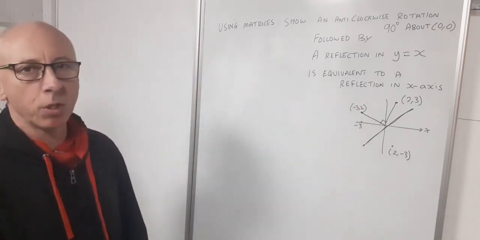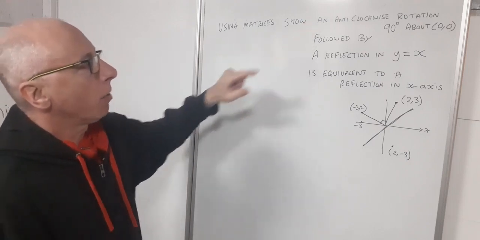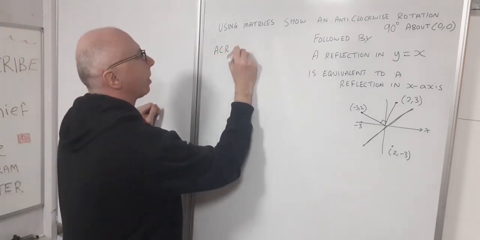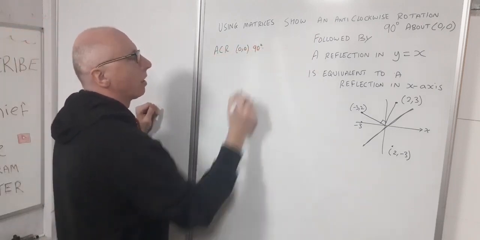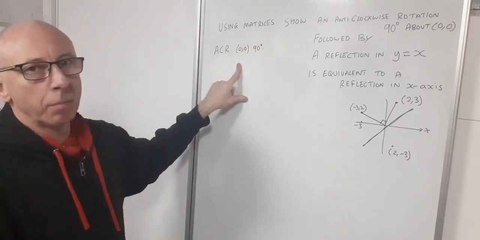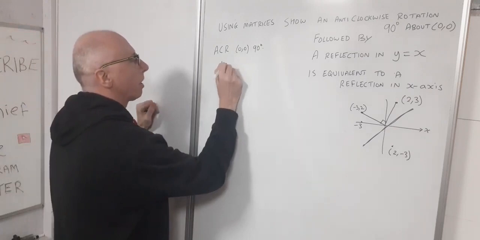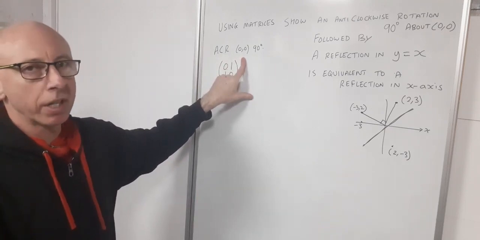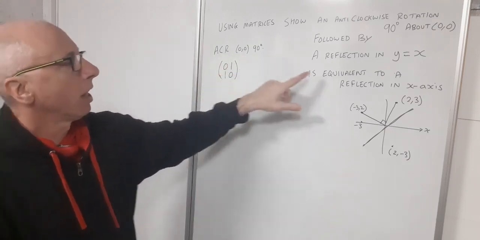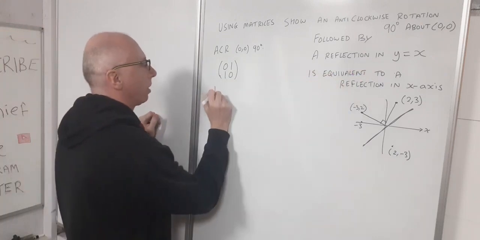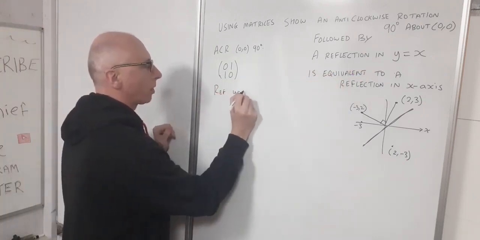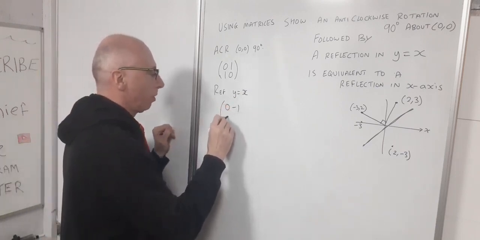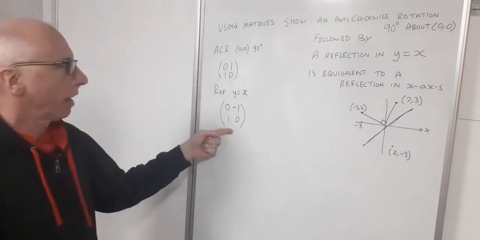So now I need to show that using matrices. So my anti-clockwise rotation about (0, 0) of 90 degrees. To do that in matrices, I have the matrix [0, -1; 1, 0]. That will show me that anti-clockwise rotation of 90 degrees about the origin. A reflection in the line y equals x, my matrix for that one is [0, 1; 1, 0]. So that would take care of that.